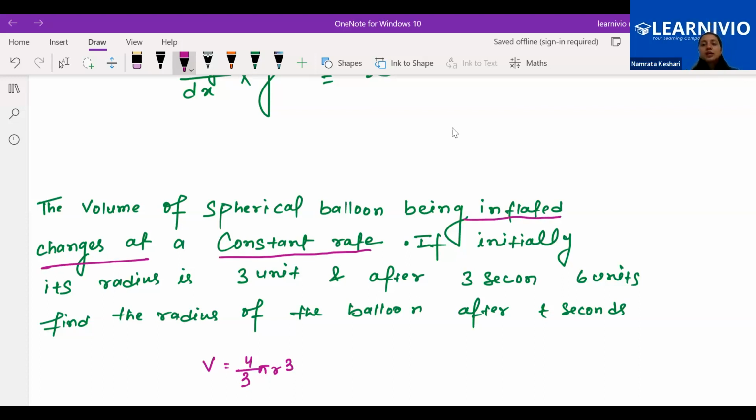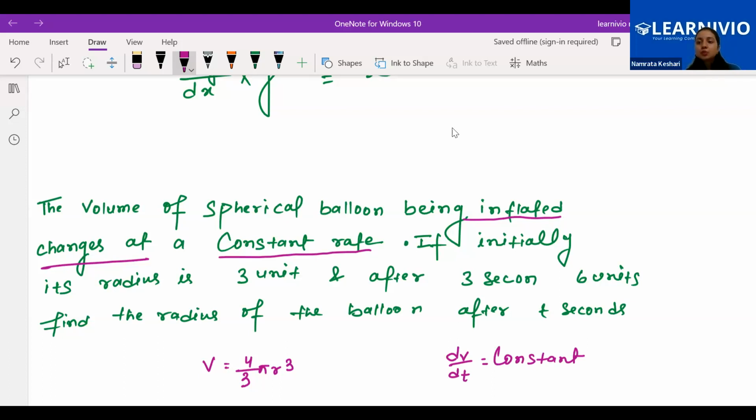Volume is changing at a constant rate. That means the rate of change of volume, the differentiation of the volume, is a constant. Okay, the rate of change of volume is constant, because it is changing at a constant rate.